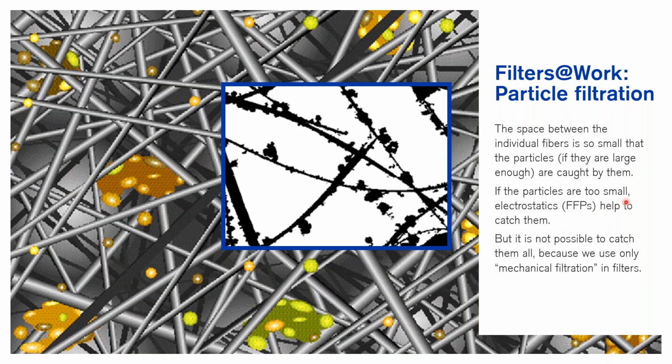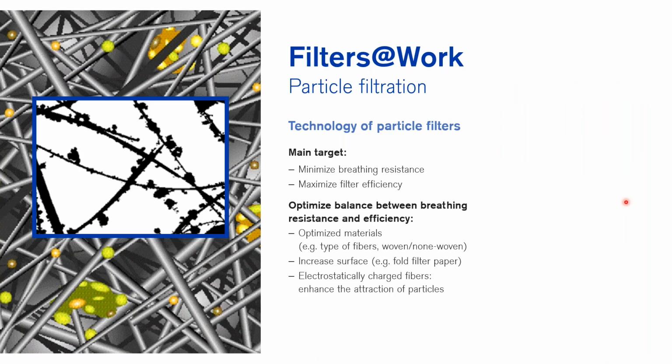Again, it's possible for us to catch every different dust particle depending on size, but we are only using mechanical filtration in the filters. However, considering how this is made, we also need to take note that comfort is a priority, because if you have a very good filtration material, it is harder for you to breathe and the inflow of air is harder. So we need to optimize the different materials and increase the surface area, and also ensure the filter materials have an electrostatic charge so that they can catch smaller particles.